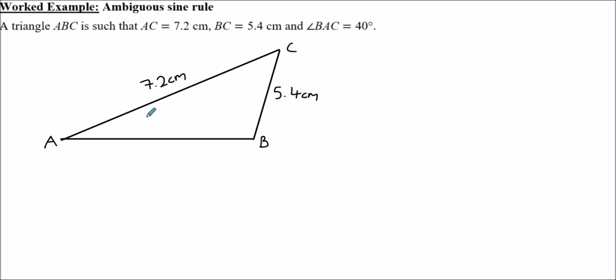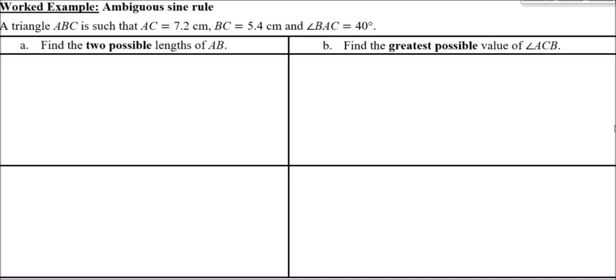And the angle at A is 40 degrees. So I'm just going to label that like so. Then we can think about part A and part B to this question. So for part A, we need to find the two possible lengths of AB, and for part B, we need to find the greatest possible value of the angle ACB.